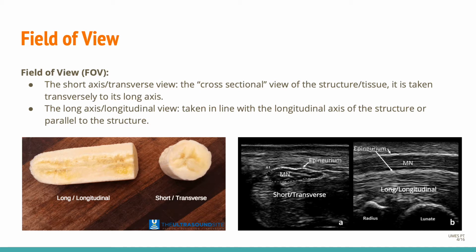And on the other picture, it shows how the median nerve would look in both axes. So the short axis is going to be the median nerve right here on this slide, and this is the cross-sectional view, and that's what we're going to be measuring. On the right, this is the long or longitudinal view, and you can see the difference.